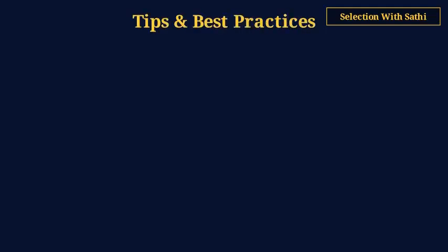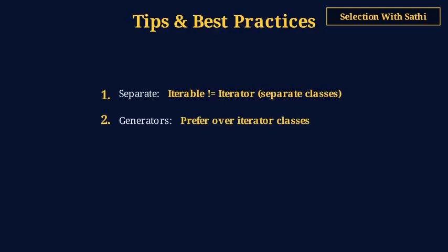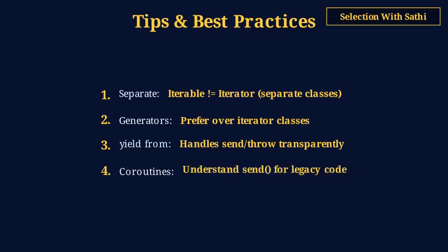Key tips to remember. Keep iterables and iterators separate. One iterable should create multiple independent iterators. Use generator functions instead of iterator classes. They are shorter and clearer. Yield from is more than syntax sugar. It handles send, throw, and close transparently. Classic coroutines with send and throw still appear in legacy code.